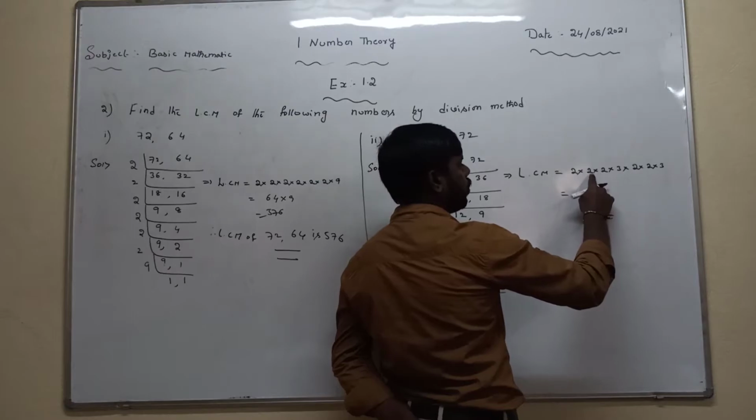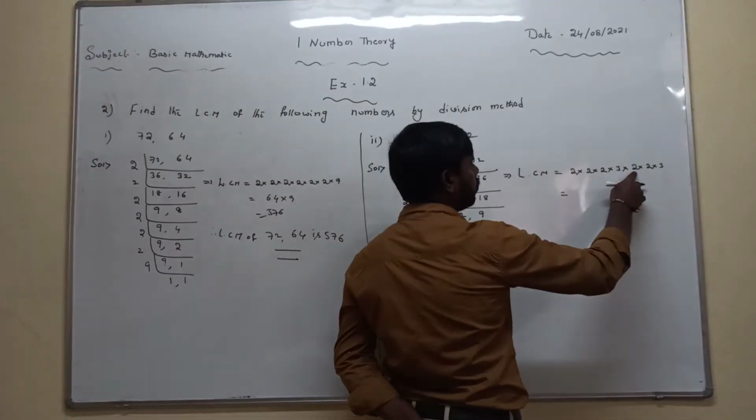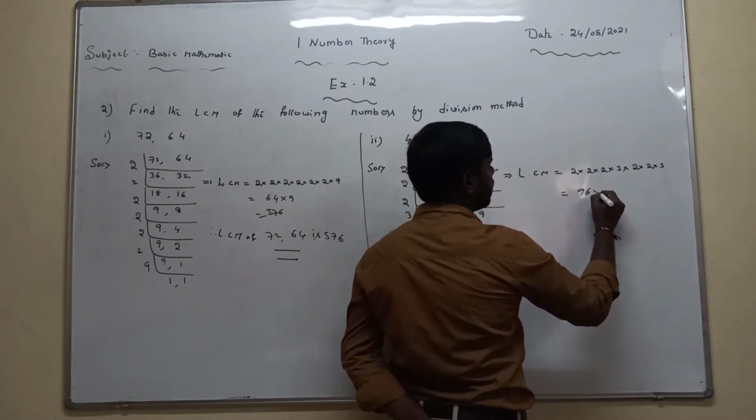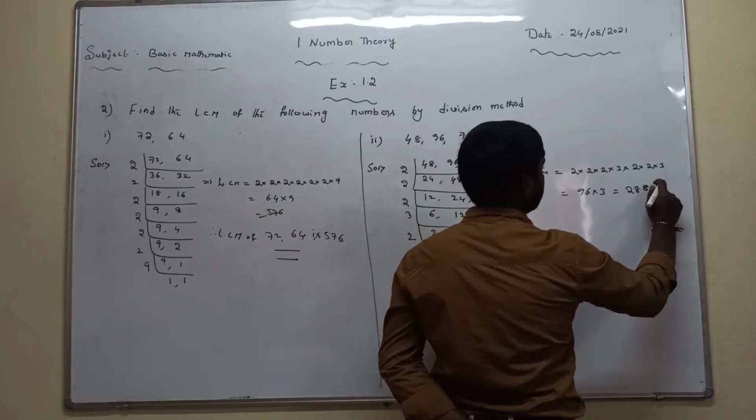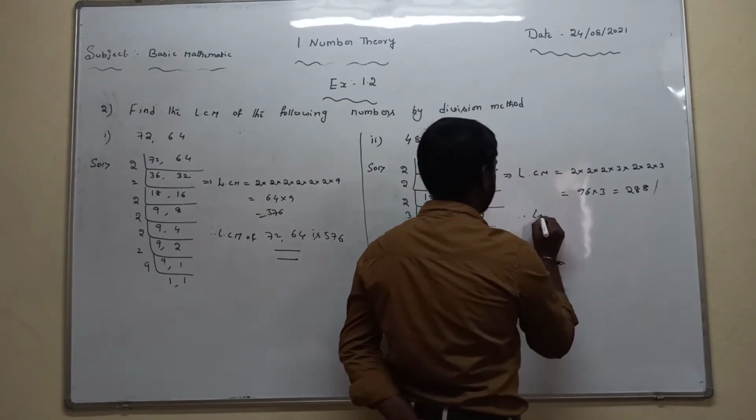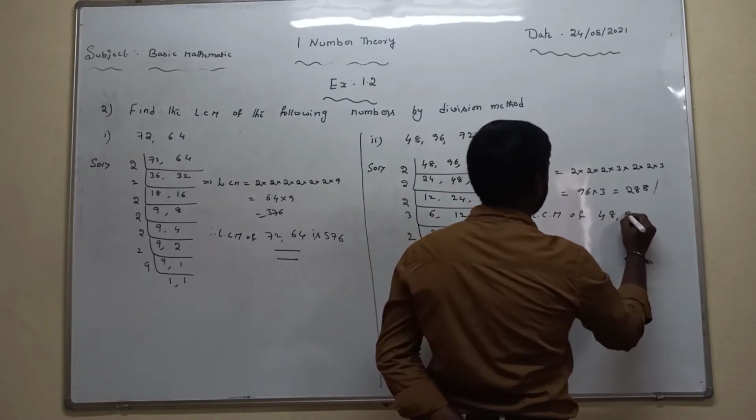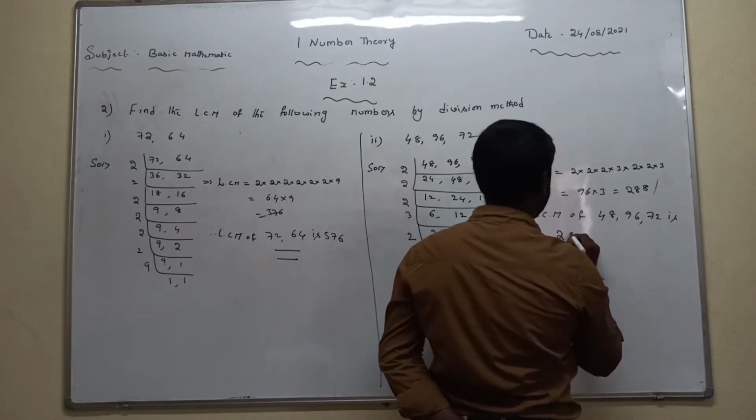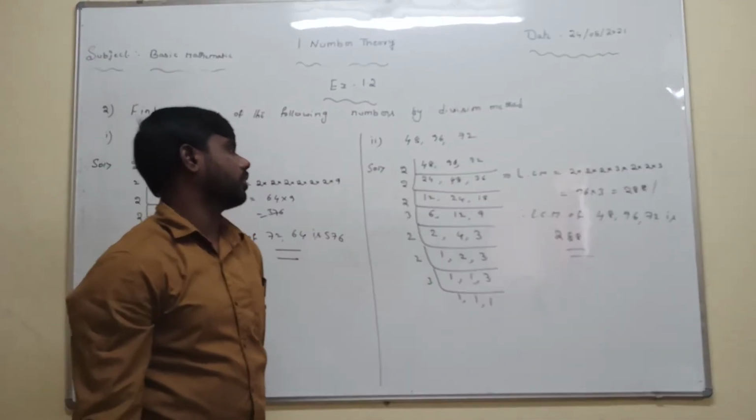2 2s are 4, 4 2s are 8, 8 3s are 24, 24 2s are 48, 48 2s are 96, 96 into 3 is 288. So therefore the LCM of 48 comma 96 comma 72 is 288. This is the solution of this question.